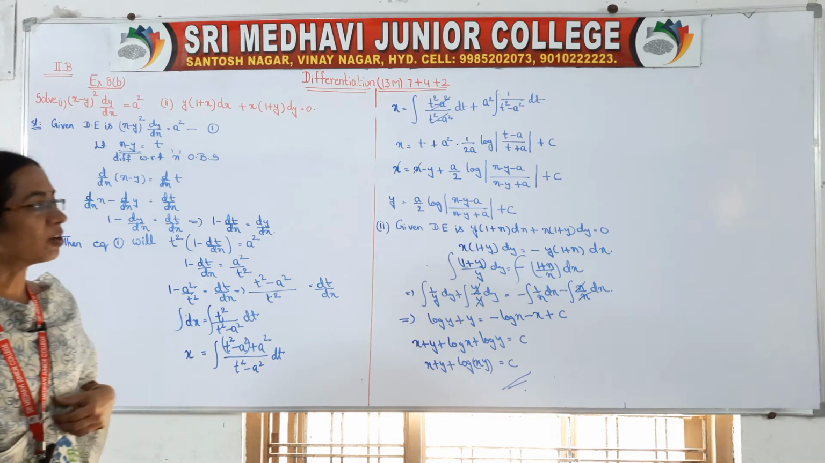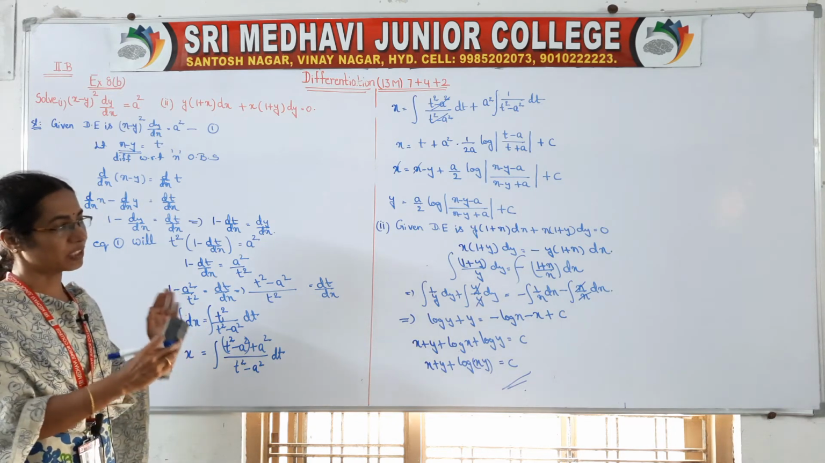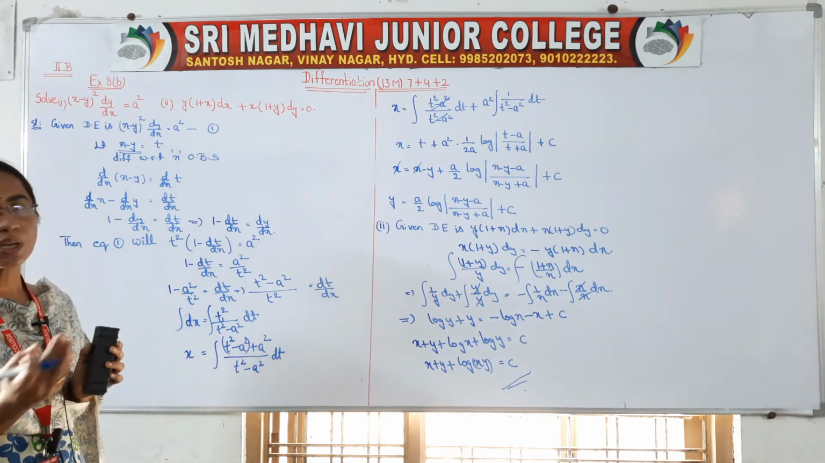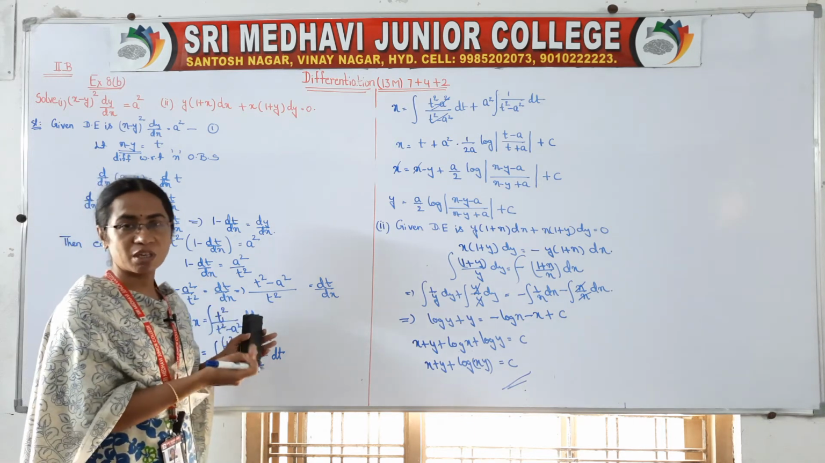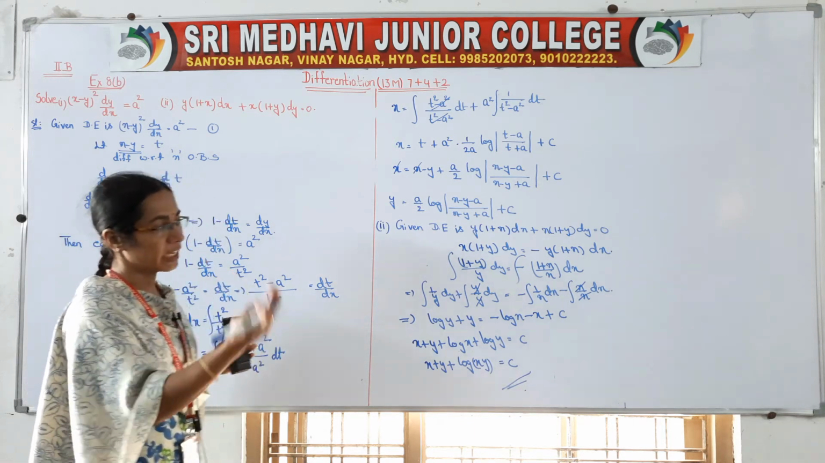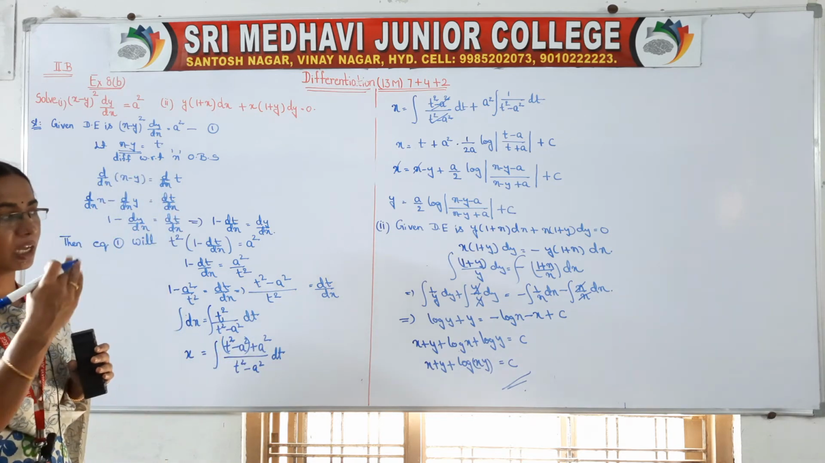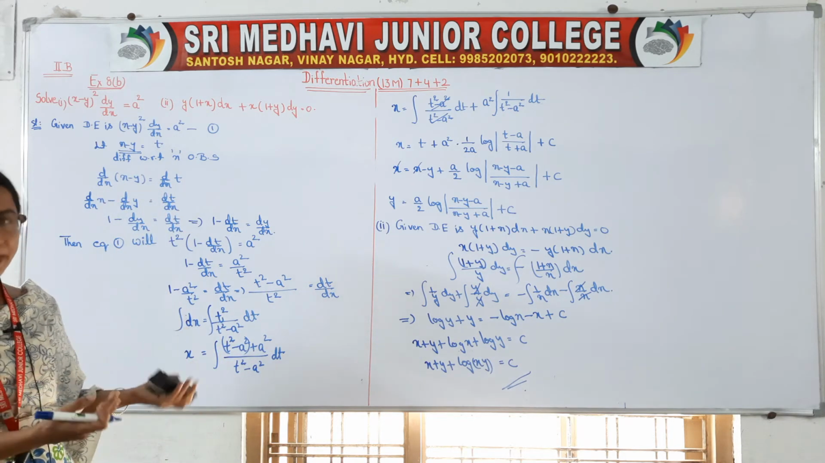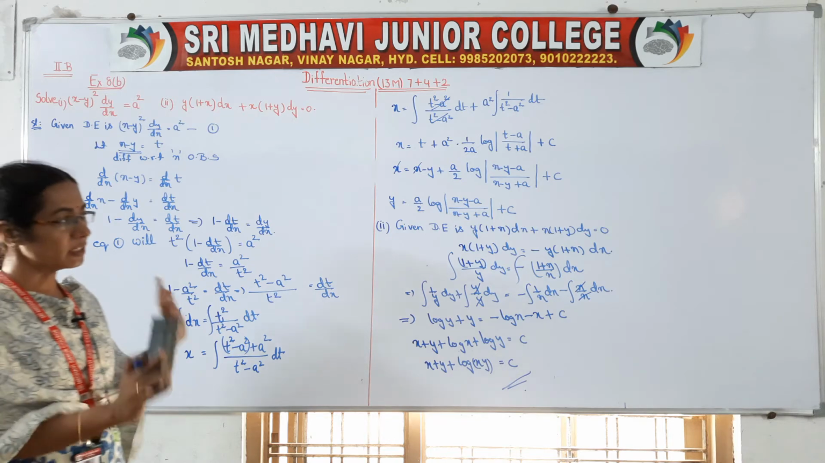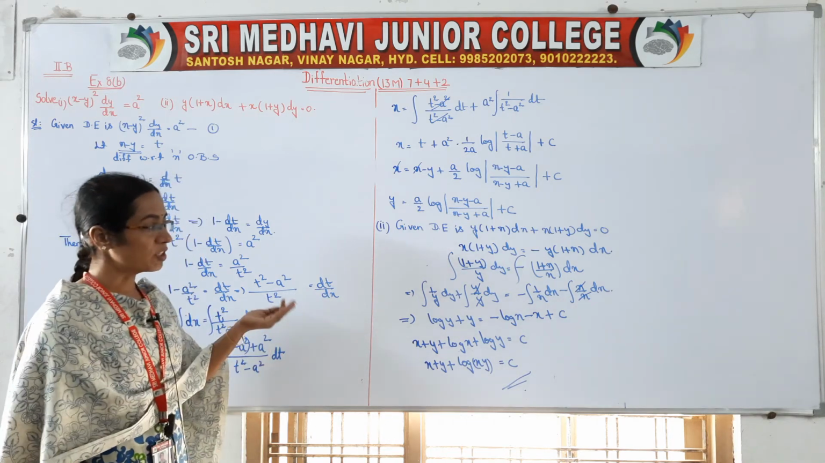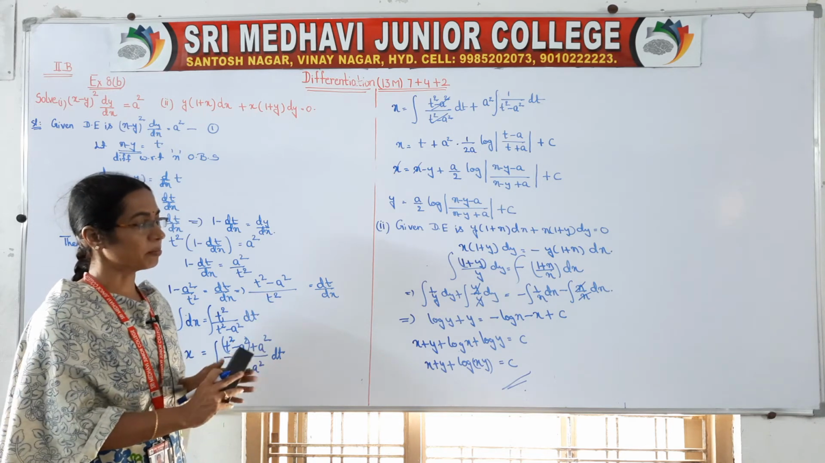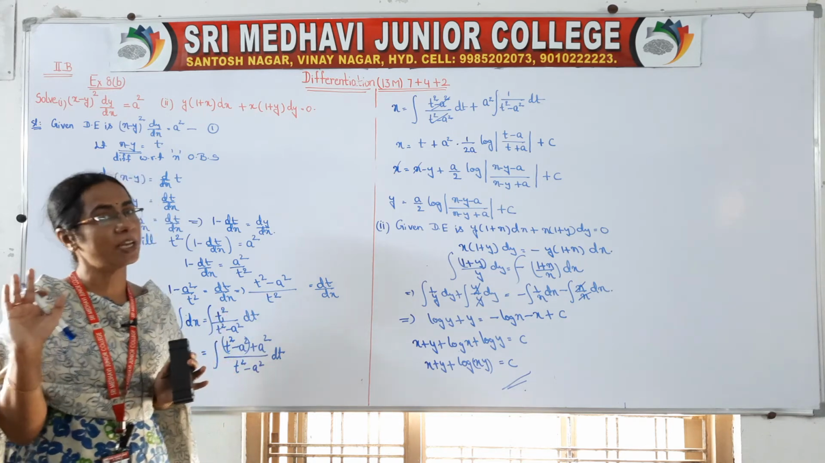Okay, simple now. Just we have to separate first, send one term to the other side, and observe all the y term should come along with the dy, all the x term should come along with the dx. Like that we have to rearrange the problem. Once it is arranged, you take the integral. Then after simplification, all will come in a standard integral formula.